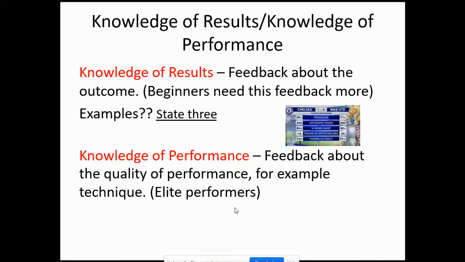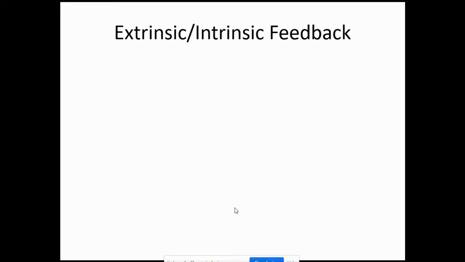Then we have knowledge of performance. Okay, this is again more important for elite athletes. If for an elite athlete, I went, well done, you got your serve in, they expect to do that. They want to know how they can get a little bit more spin on it or a little bit more power on it. And the way they do that is through their technique. So knowledge of performance focuses on their technique and the quality of it, whereas knowledge of results literally just worries about a final outcome. Again, pause it if you need to write notes.